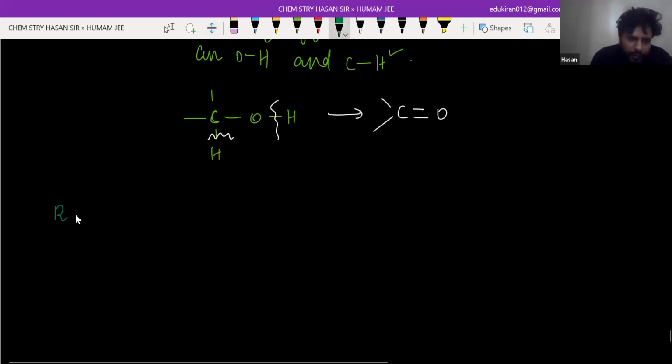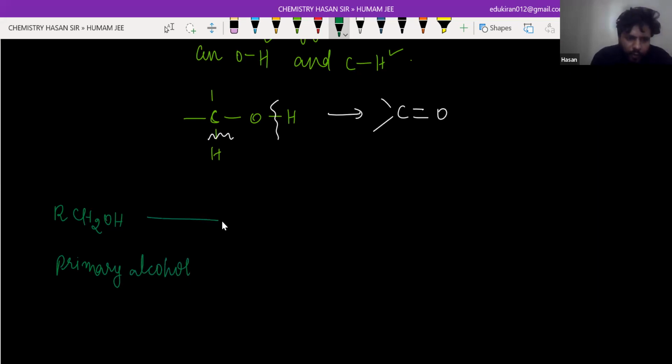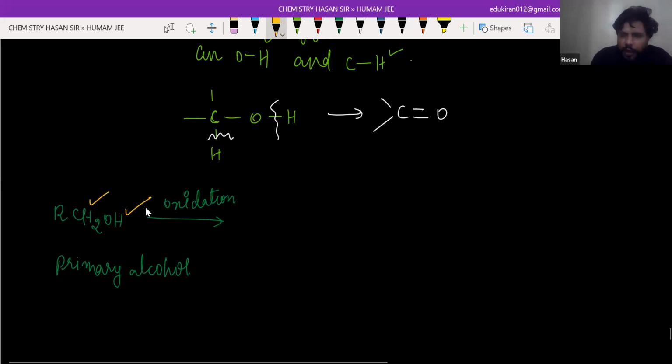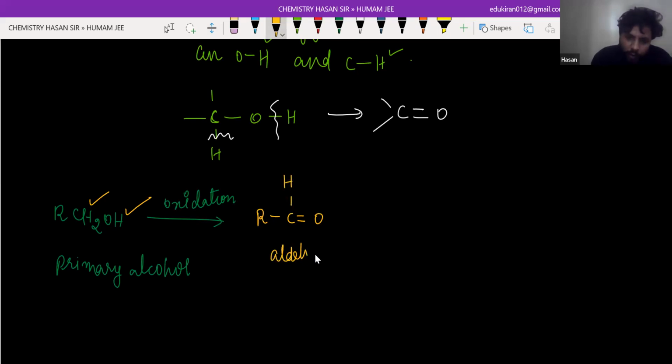So see, for the reaction, let's say this is your primary alcohol. If oxidation of primary alcohol will take place, you are going to remove this hydrogen and this hydrogen, hydrogen from carbon, hydrogen from oxygen, and you will be getting aldehyde. And if you are again going to oxidize this, or if you are going to use mild oxidizing agent twice, this will be converted into carboxylic acid.